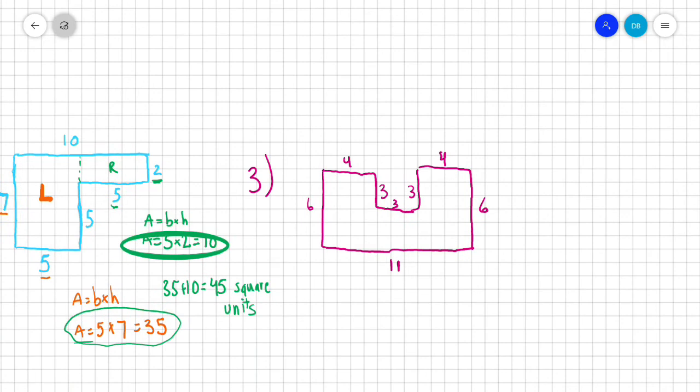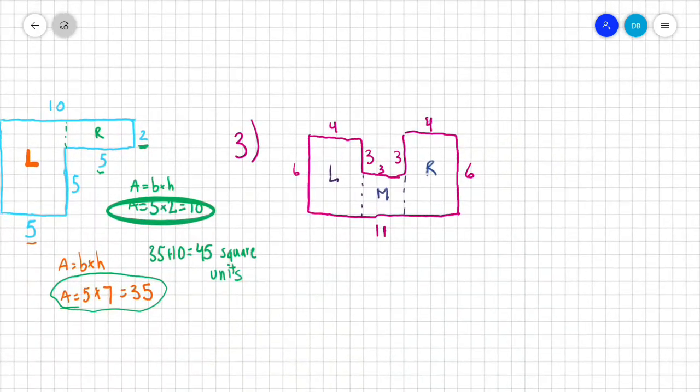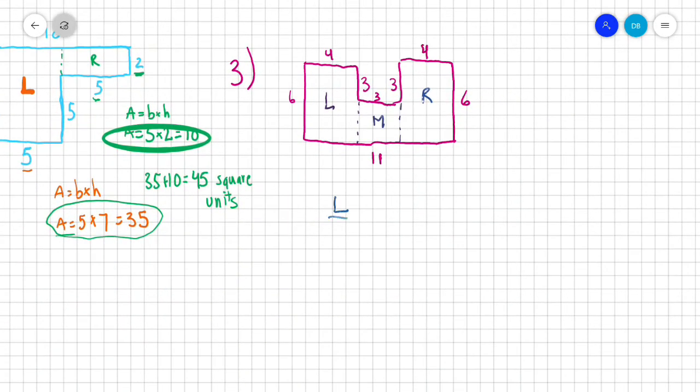And number 3. This one is going to be a little bit more challenging. I'm actually going to split it into 3 rectangles. So here's left, here's middle, here's right. Okay. So left, area equals base times height. Left is going to be 4 times 6, which equals 24.